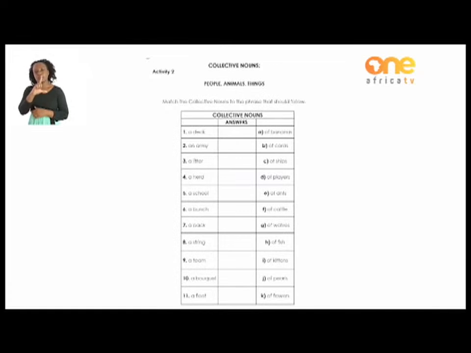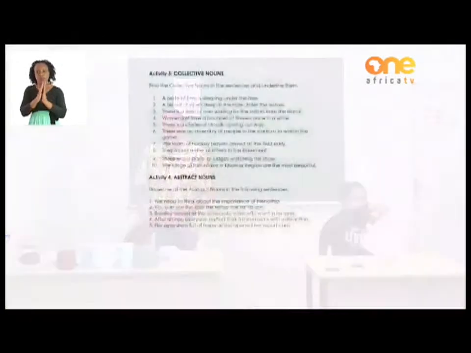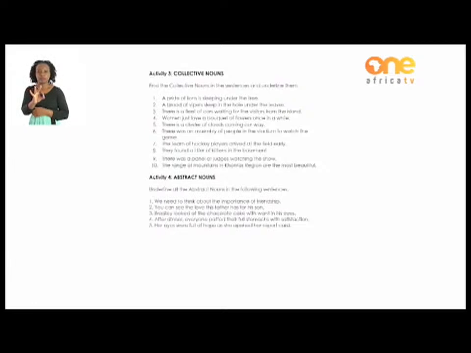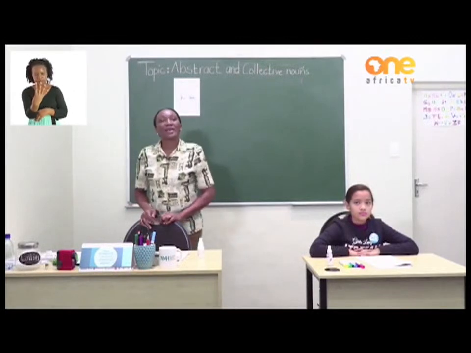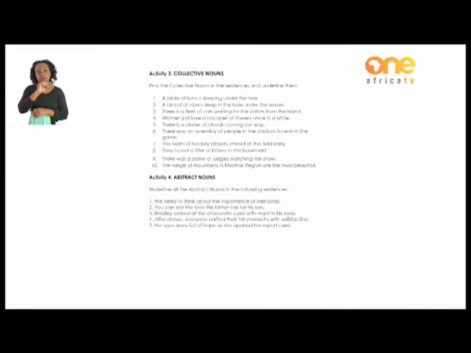What are you supposed to do? You are supposed to match the collective nouns to the phrases that should follow. Moving on to page 19, we are going to do activity 3. In activity 3, you are going to find the collective nouns in the sentences and underline them. Moving on to activity 4. Activity 4 is on abstract nouns. You are supposed to underline all the abstract nouns in the following sentences.